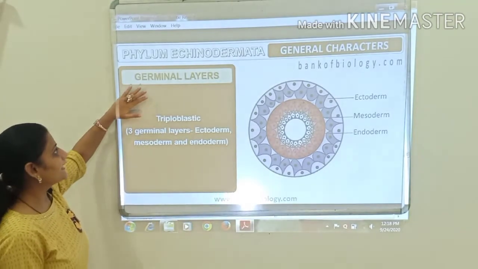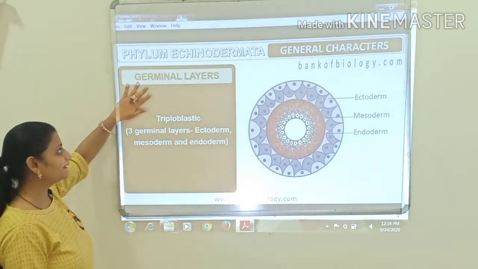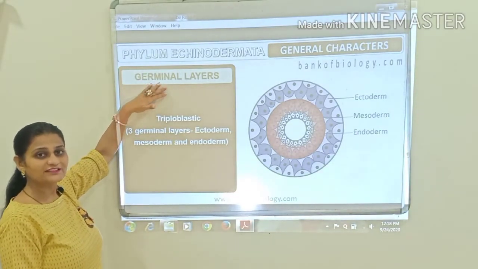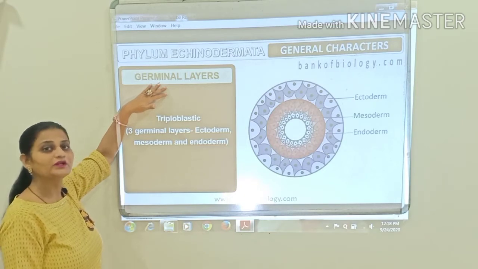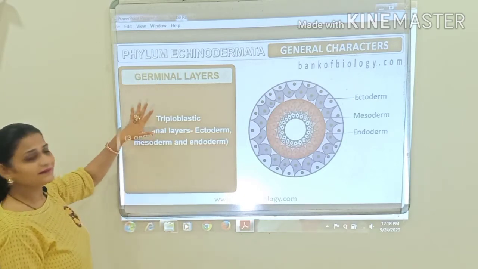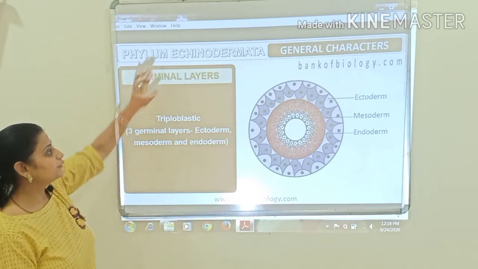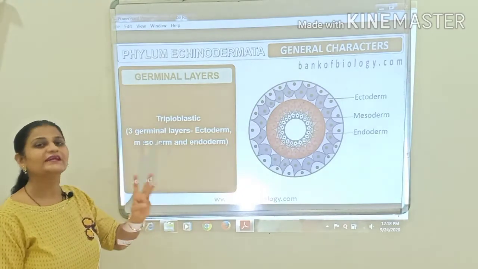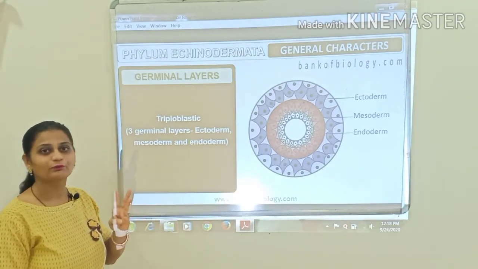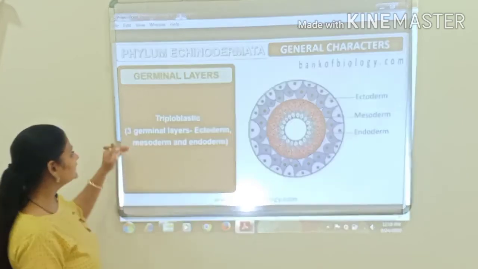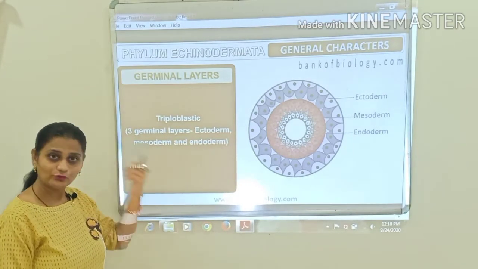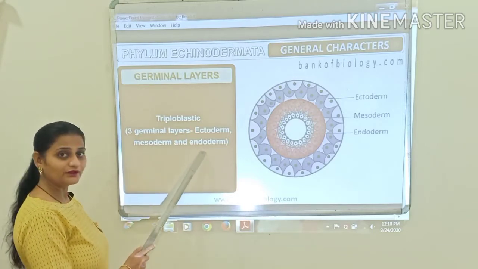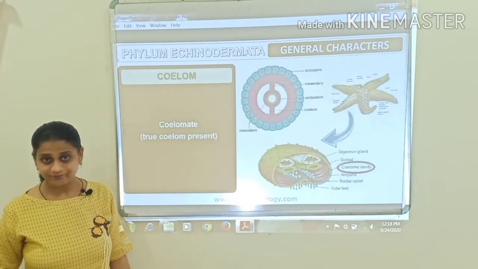Moving to the next character, that is the germinal layers. Depending upon the germinal layers present during the embryonic stages, the organisms are divided into diploblastic and triploblastic. But organisms belonging to phylum Echinodermata are triploblastic. Triplo means they have three germinal layers, so they are called triploblastic. And the three germinal layers are ectoderm, that is the outermost layer, then mesoderm, that is the middle layer, and endoderm, that is the innermost layer.